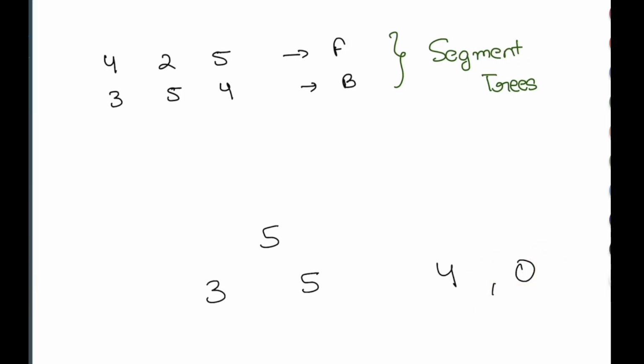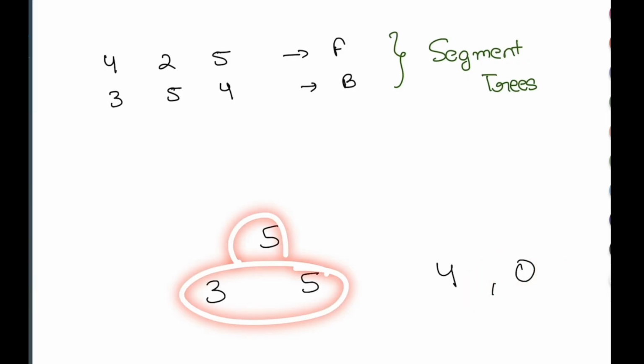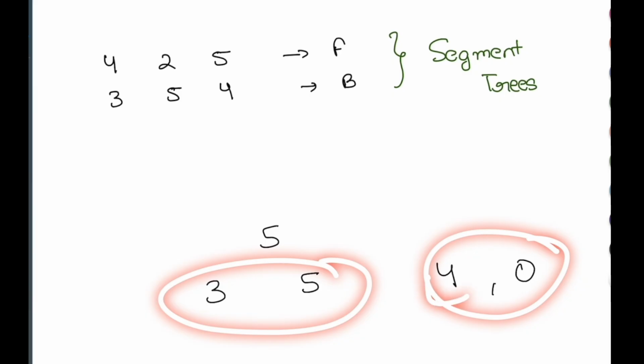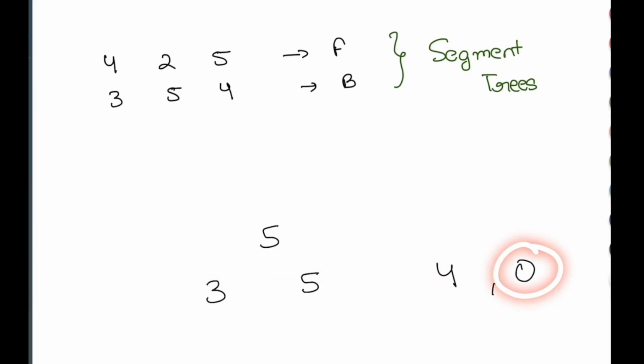We need pairs. We need a pair to store their maximum, right? So as of now, we have a pair of 3 and 5, and for 4, we didn't have a pair, so let's assume it is 0. For 4 and 0, we will store the maximum, which is nothing but 4. And for 5 and 4, we need to store the maximum, which is 5.